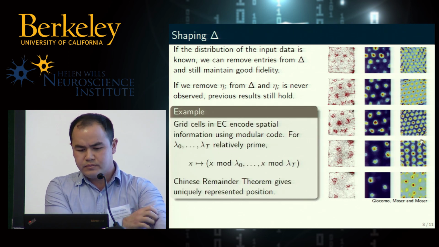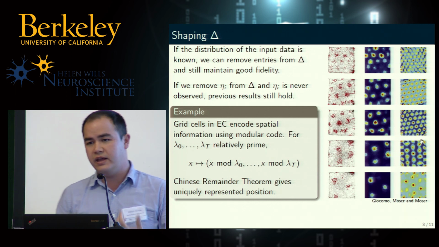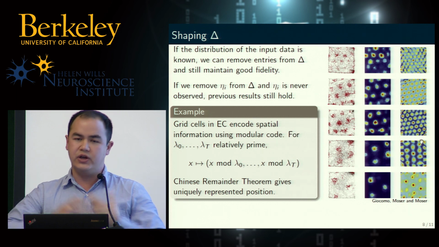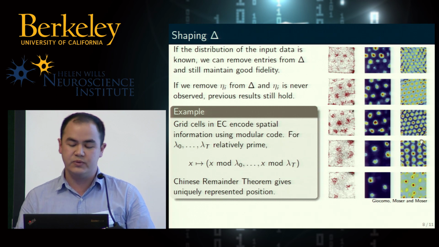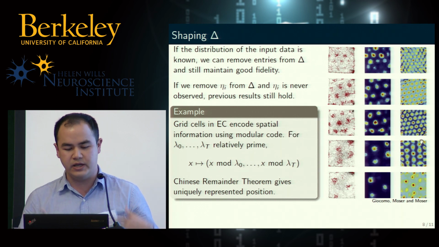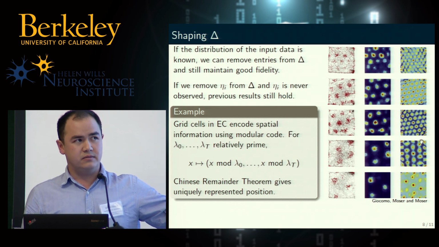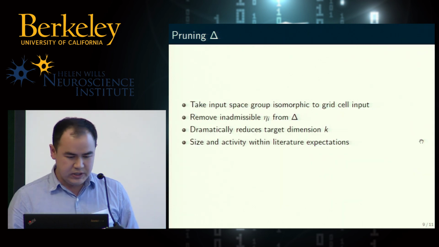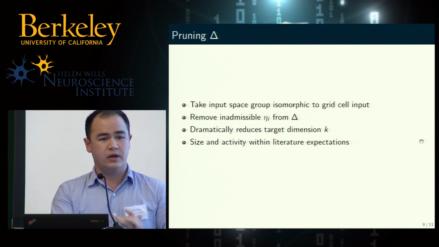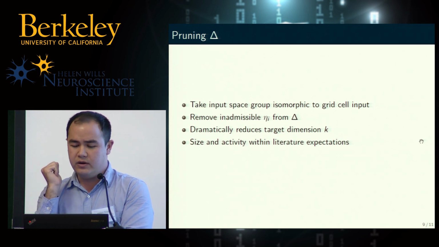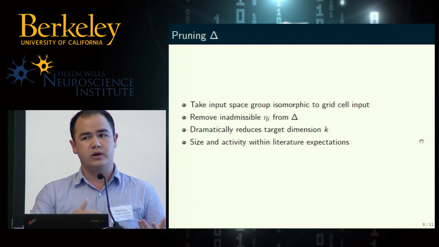Okay? The talk this morning was a really good description of grid cells in the MEC. Just to refresh, they encode spatial information using this periodic modular code. It's a really interesting code because it carries an exponential increase in information capacity, and we want to respect that structure as it's going into the dentate. So what we do is we take our input space to be group isomorphic to this grid cell code, or the grid cell input.